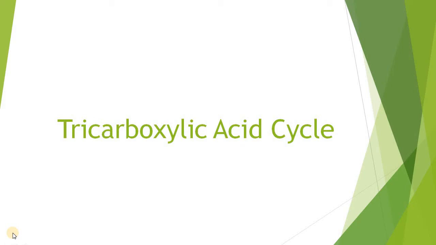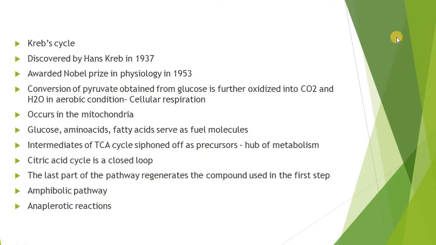In this video we will be learning about the tricarboxylic acid cycle, which is also called the Krebs cycle. This Krebs cycle was discovered by Hans Krebs in 1937, and he was awarded the Nobel Prize for Physiology in the year 1953. This is a pathway in which the pyruvate, which is formed in the earlier glycolysis, is further oxidized to carbon dioxide and water in aerobic condition.